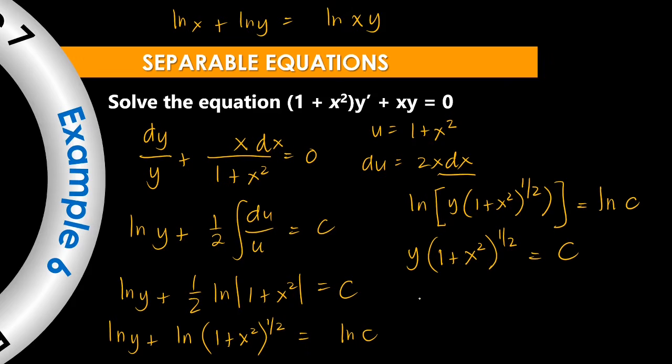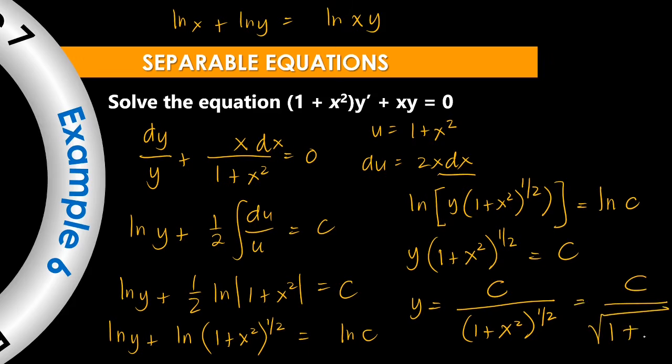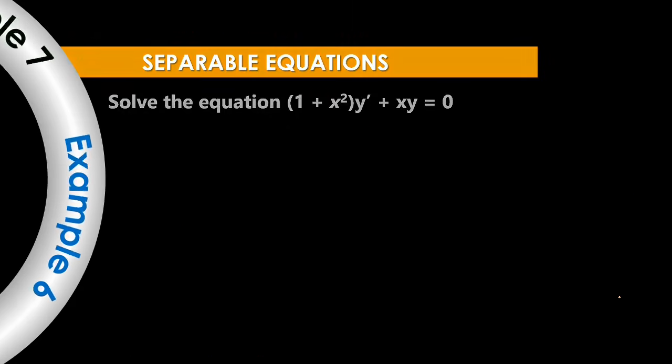So finally, we can now solve for y explicitly as a function of x by dividing both sides of the equation by this term. So we'll have c, the arbitrary constant, divided by (1 plus x squared) raised to 1/2. So here we have an exponent 1/2, so actually you can write that in terms of the square root of 1 plus x squared. So this is now our general solution. Okay? Diba madali lang? Next example, number 7.